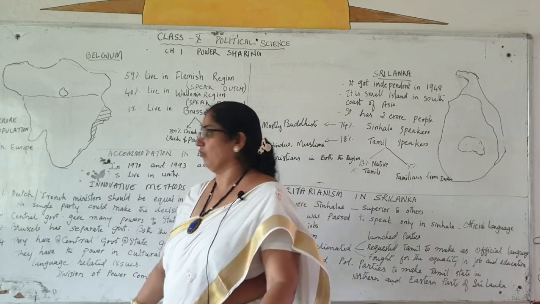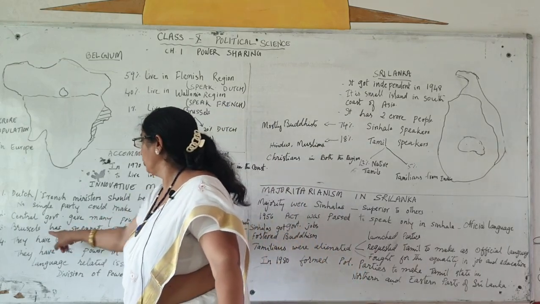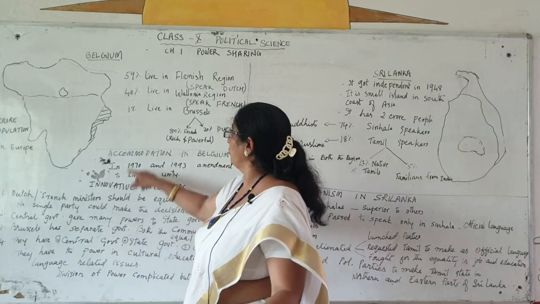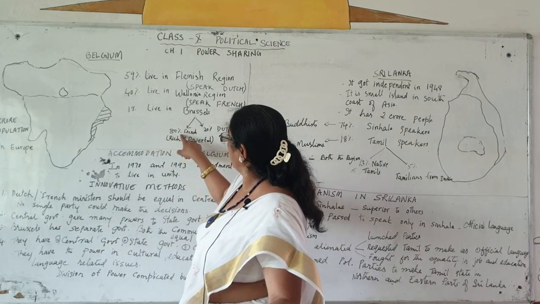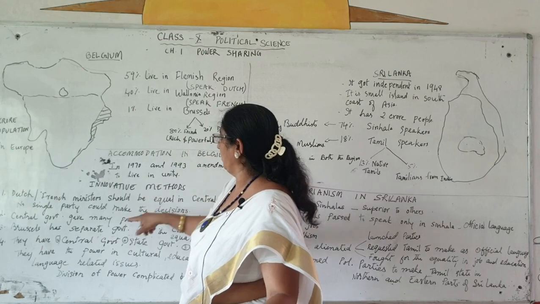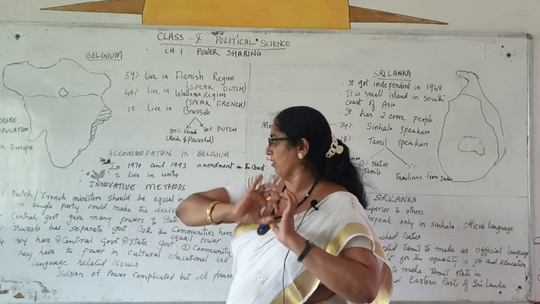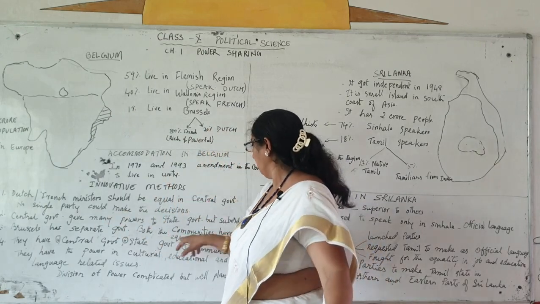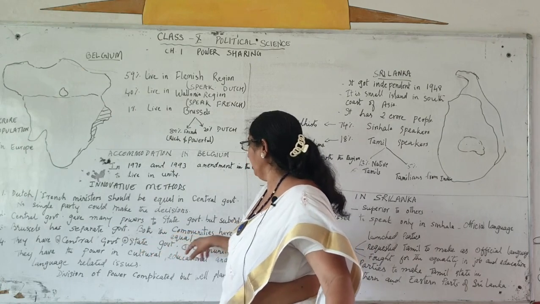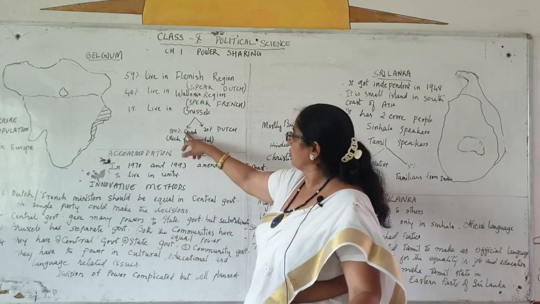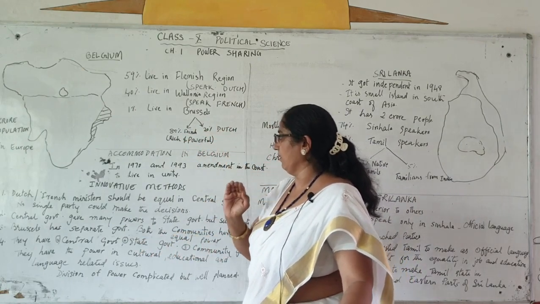Now the third innovation that we made: Brussels has a separate government. Now in Brussels, you see, there are French people as well as Dutch people. Their government is separate. Both the communities have equal power. French people and Dutch people both have equal power.